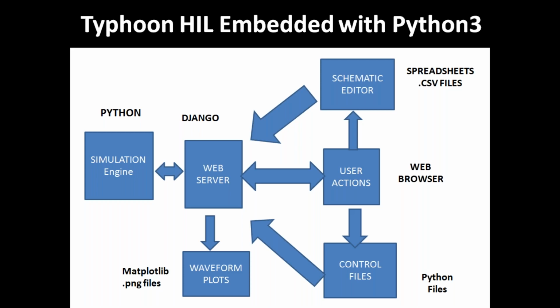You can also use your system Python. If you have already installed it in your system, you can change from the option where it is given, embedded Python. From there you can change that if you want to use your system Python version here, but in our Typhoon HIL, we are using the embedded Python version, that is 3.